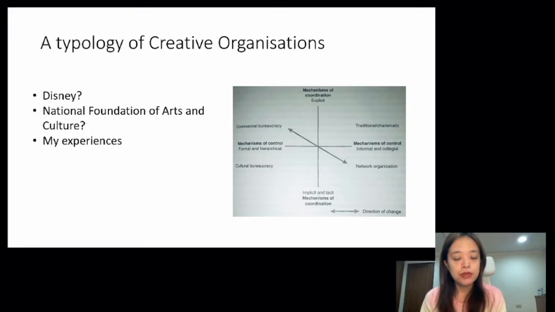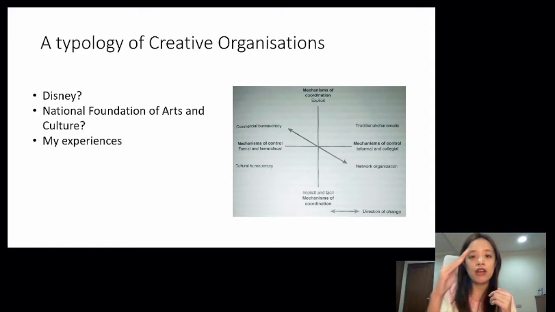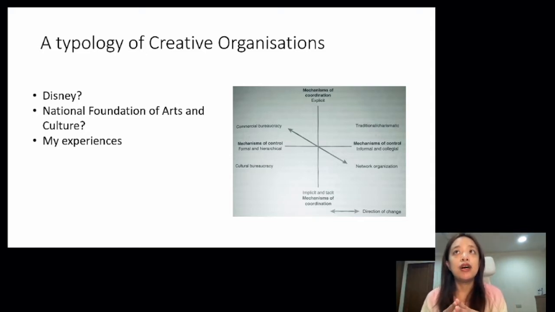cultural bureaucracy. And I would also like to share with you a little bit about my own experiences working in, say, Sound City, the UK company, that is indeed a small and medium size enterprise. It does sometimes feel like it has evolved from a network organization gradually towards the commercial bureaucracy way. But I think we're still in the middle, because for a small company it still requires a lot of coordination, that's for sure.